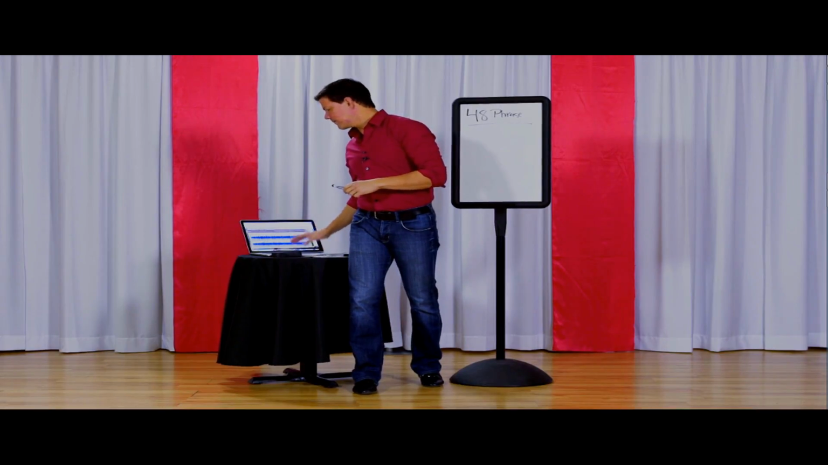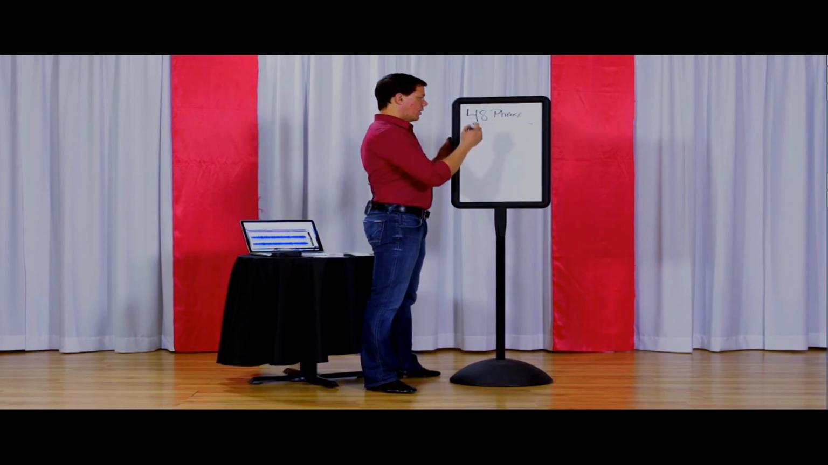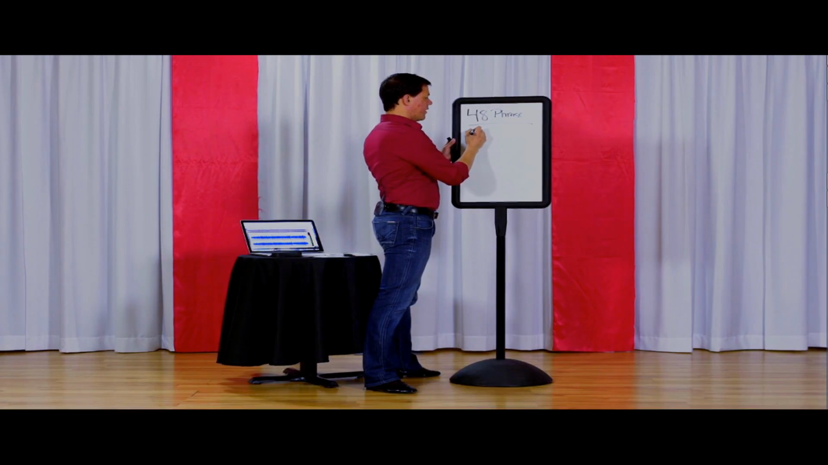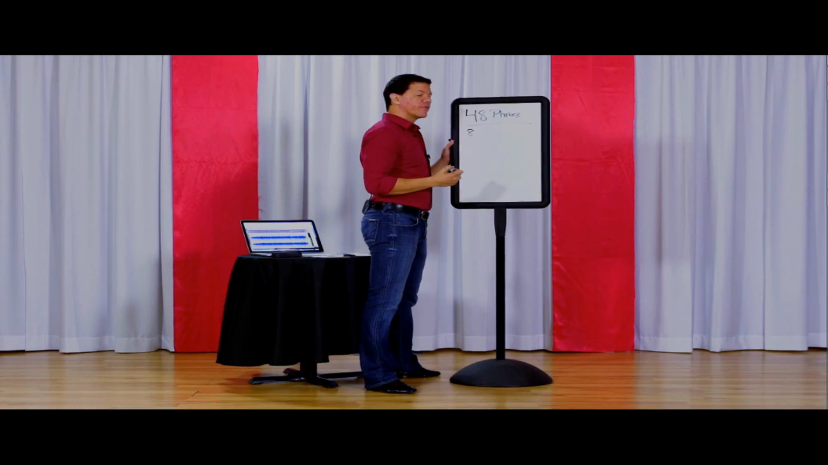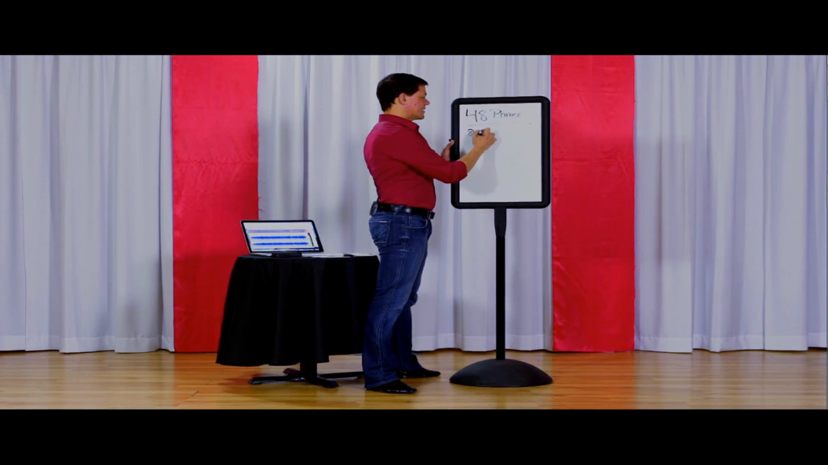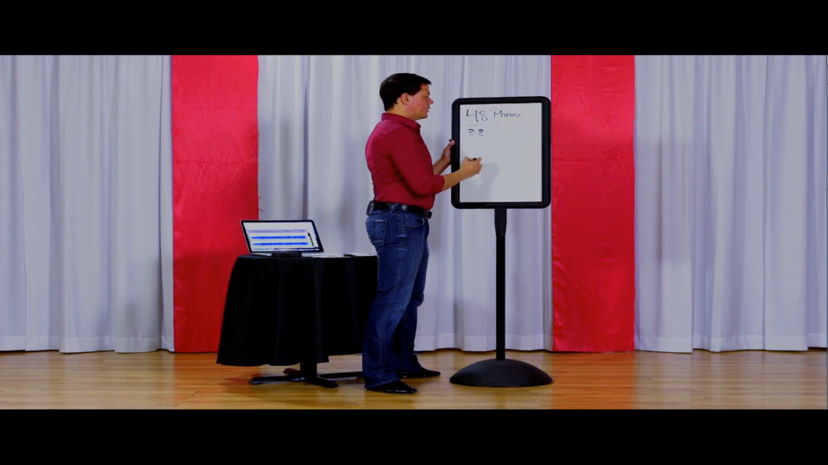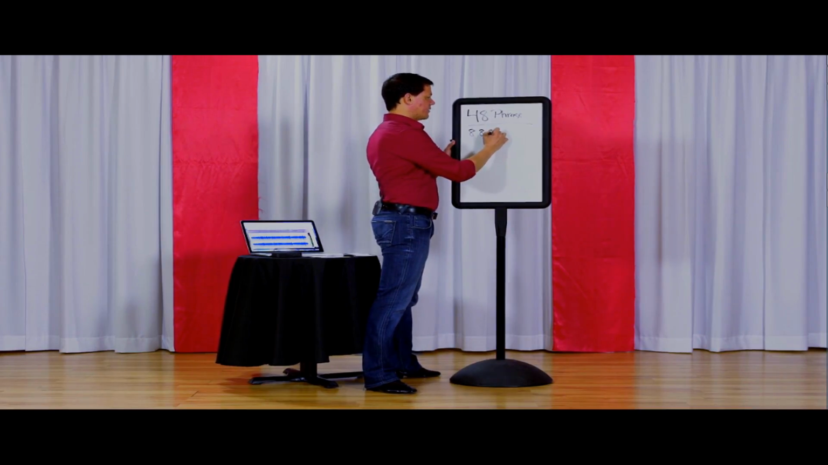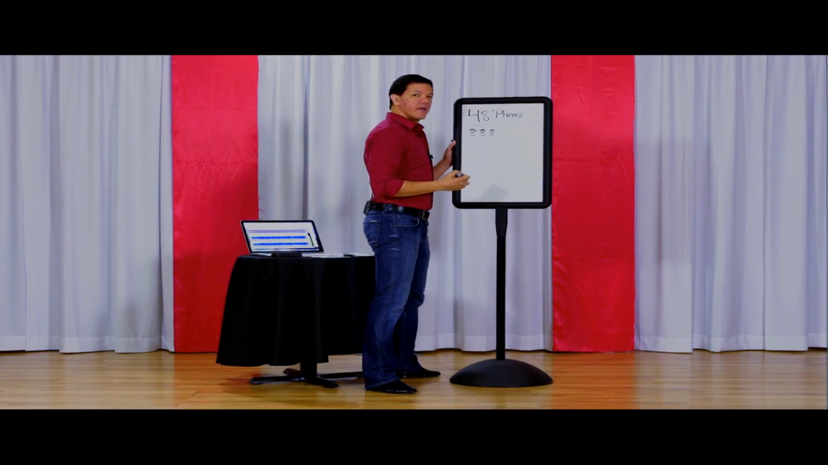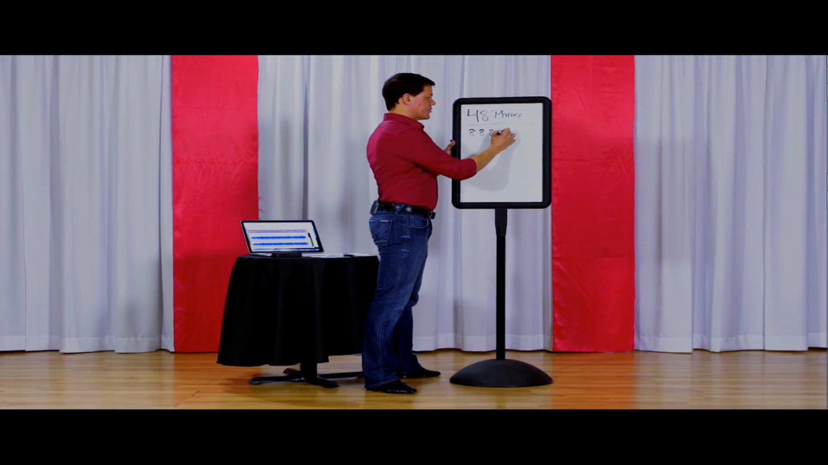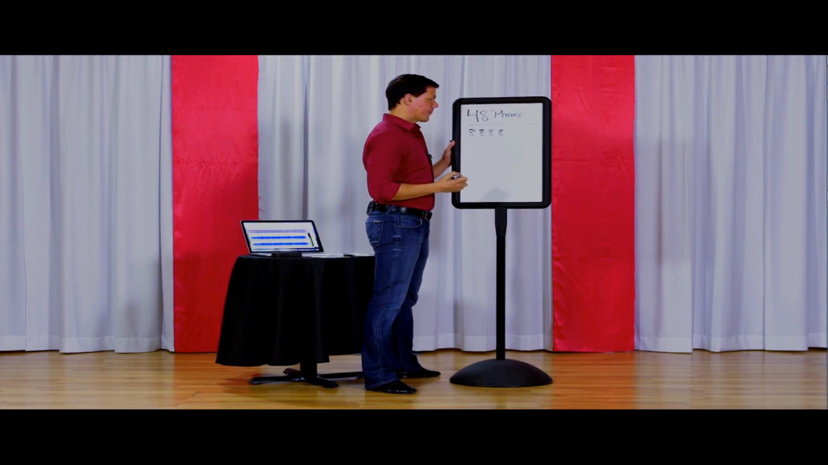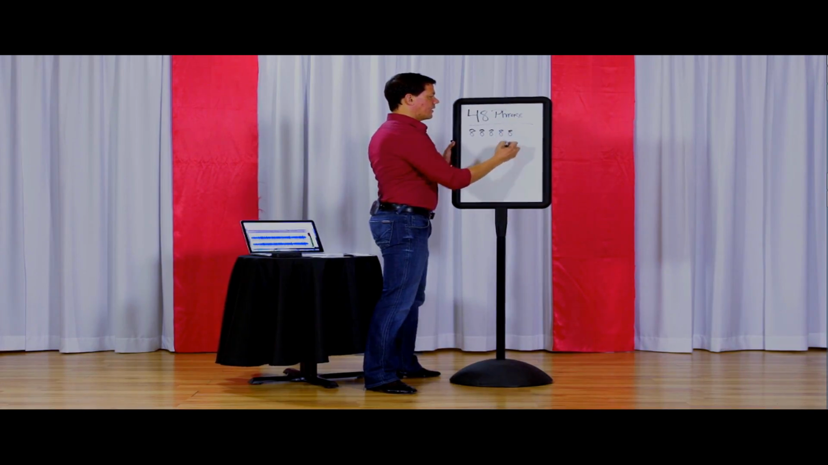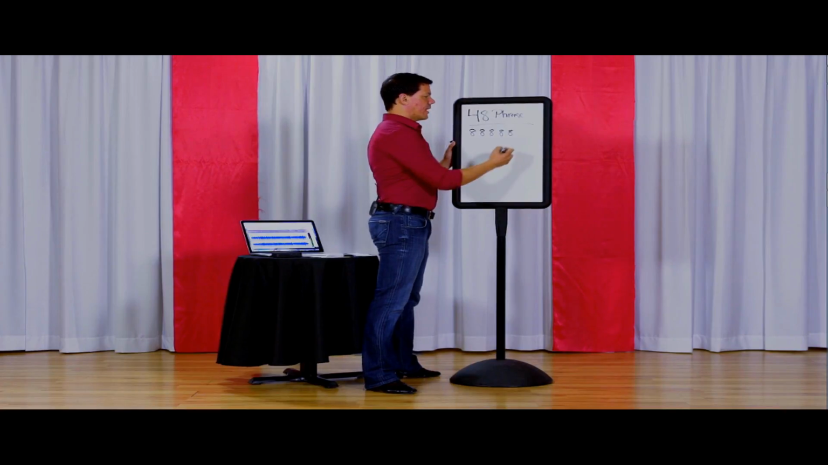1, 2, 3, and 1, 3, 4, 5, 6, 7, 8. 2, 3, 4, 5, 6, 7, 8. 2, 3, 4, 5, 6, 7, 8. There's 24. 4, 5, 6. There's 32. 4, 5, 6, 7, 8. And here it comes. 5, 6, 7.